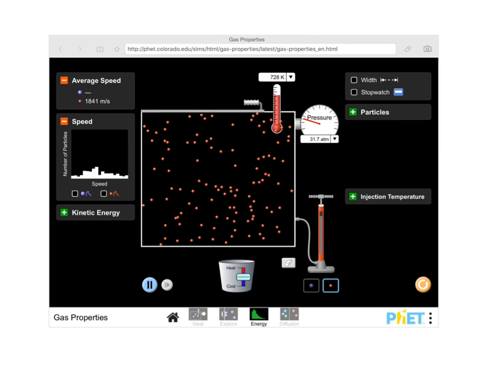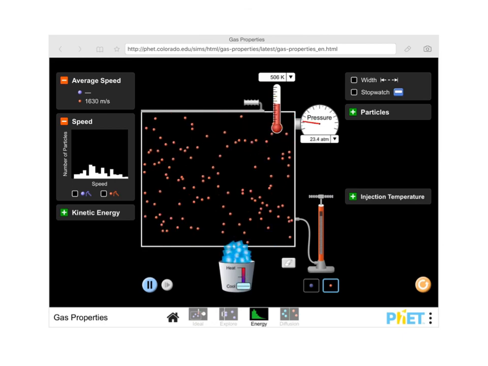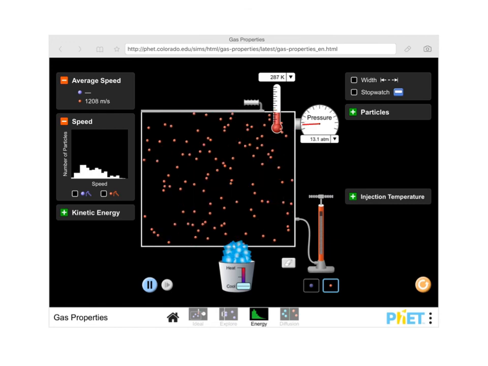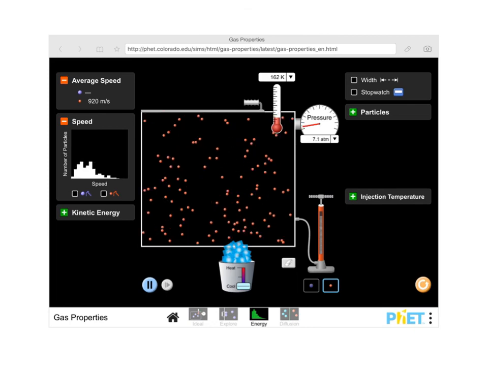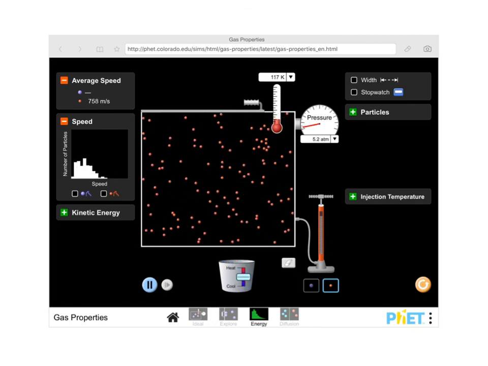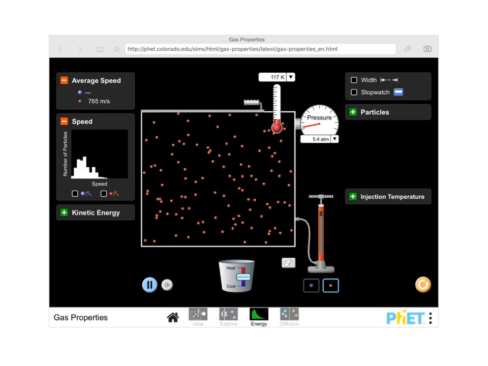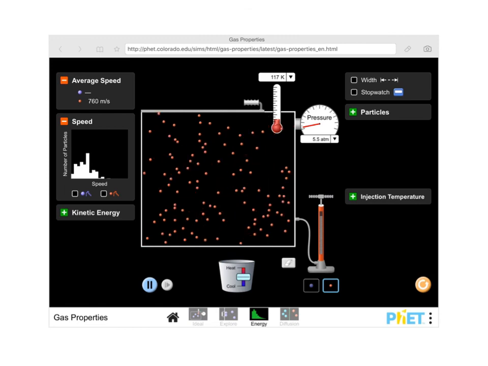And then if we slow it down by lowering the temperature, we can see the distribution tightens up and the average of the distribution shifts to lower speeds, as we would expect based on the kinetic molecular theory.